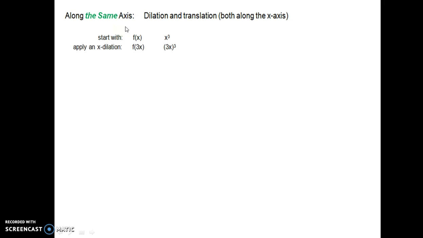There's the original, then we apply an x dilation. So an x dilation affects the x value, so that x is replaced with a 3x. So over here we replace that x with 3x. Then we're going to do an x translation. So now this x is replaced with whatever translation you're doing along the x-axis right here. So that x is replaced with that.